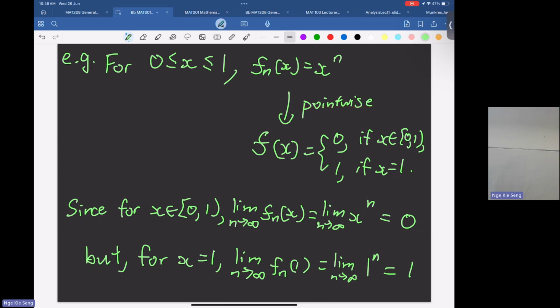Any question before we break? No? Okay, so next up we will introduce uniform continuity.